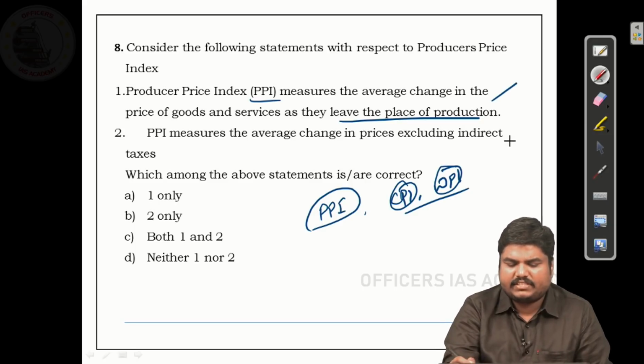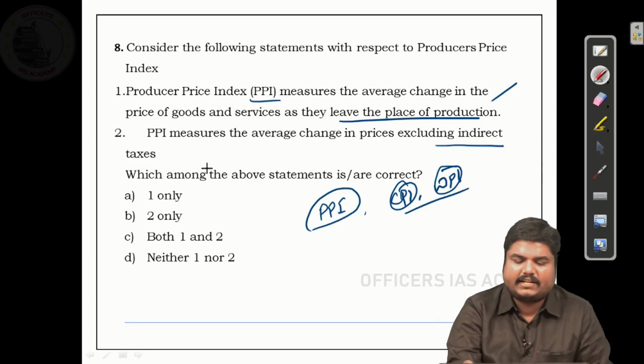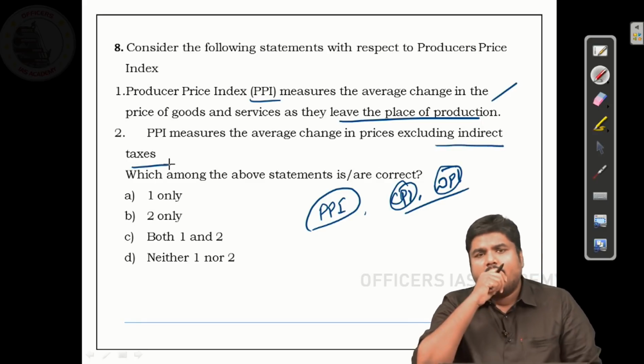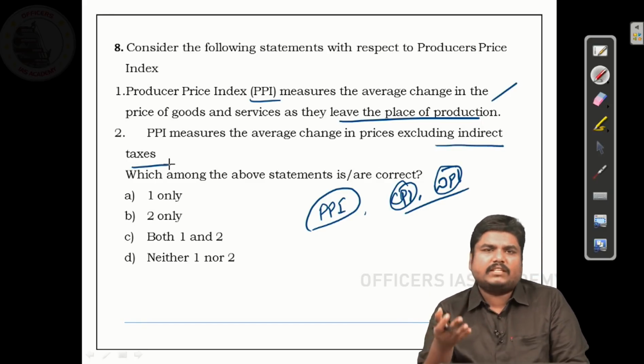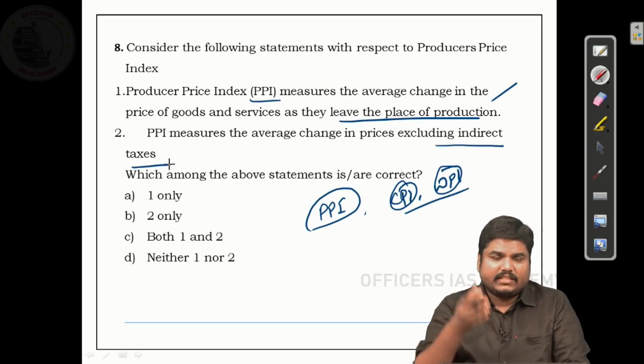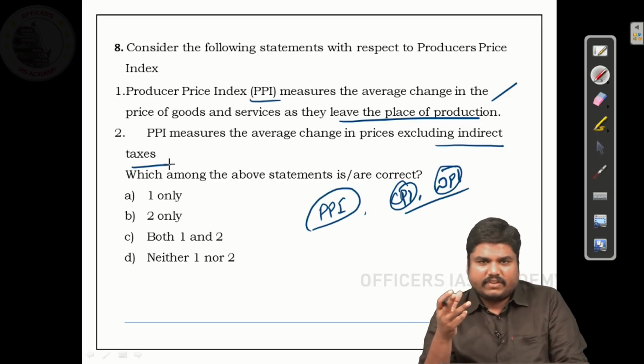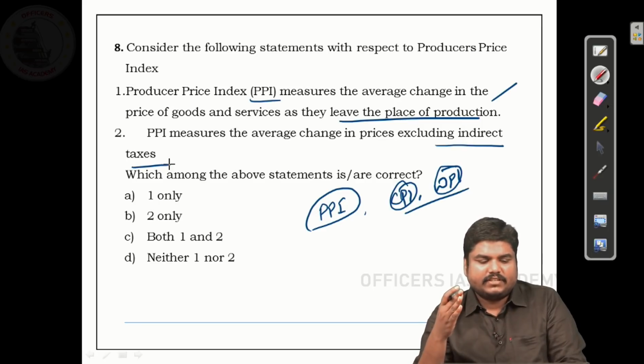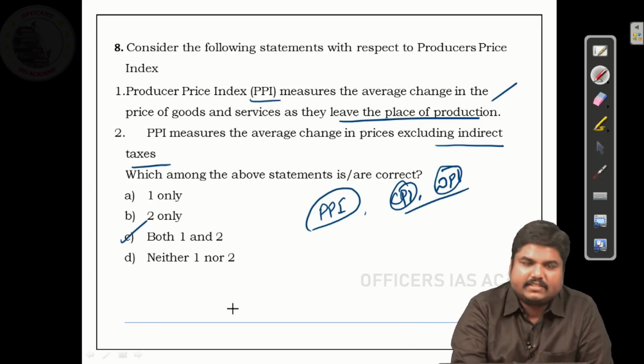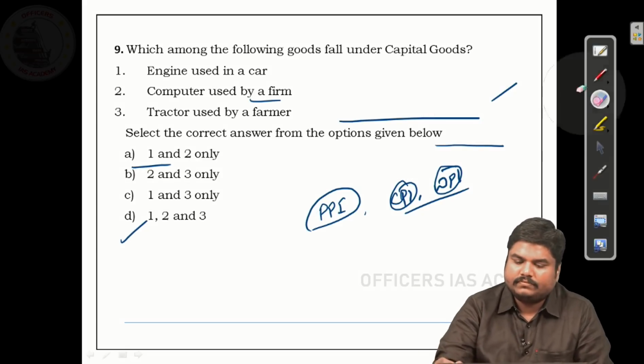PPI measures the average change in prices excluding the indirect taxes. Of course, definitely yes. Once it comes to the market, there is going to be the influence of taxes. Within the factory, the influence of indirect taxes will not be there. So it is going to exclude the indirect taxes. So both these statements are correct. So answer is C, both 1 and 2.